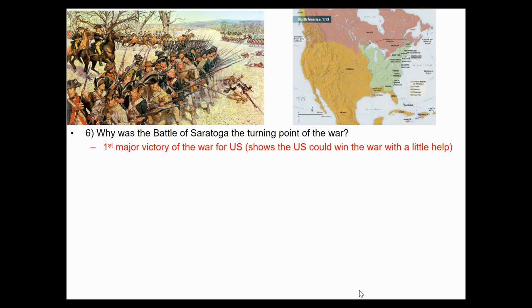Now, one major battle America did win, because a lot of fighting is guerrilla warfare, is the Battle of Saratoga. And it's the first major victory of the war for the U.S. And it shows that America could win this war if we got a little help. And this is when France sides with the United States against England.